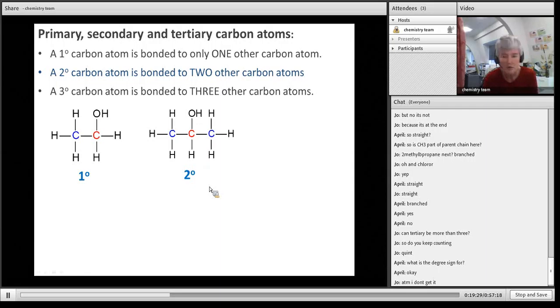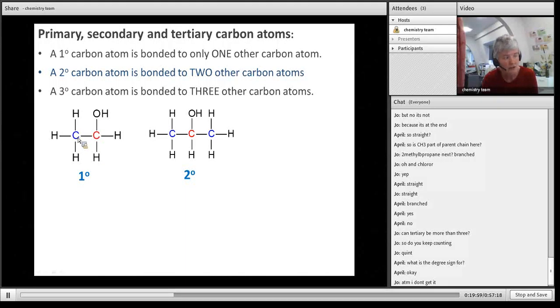Okay, so Joe, I've made the carbon that we're looking at red. My functional group in this case is an OH, so it's on this red carbon, and remember we always hone in on the functional group. That's always the most important. So we say this would be a primary alcohol because the carbon to which the OH is attached is only attached to 1 other carbon.